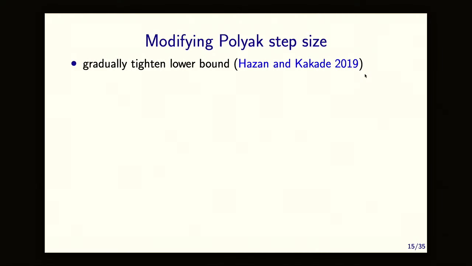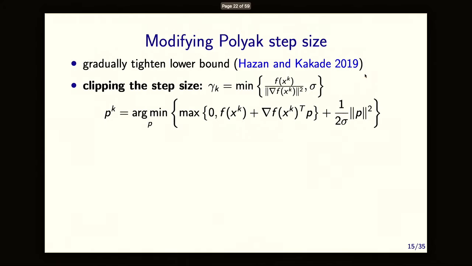So that leads to the question: how do we modify the Polyak step size to make it work? You can do a gradual tightening of the lower bound. You can start from zero and gradually tighten it towards the true lower bound. There are ways to do it, but it's not very clean. You need lots of estimates. But there are simple ways. One way is just clipping the step size.